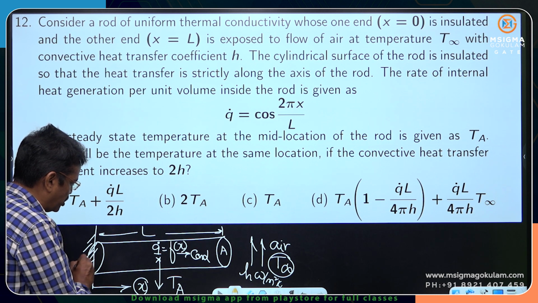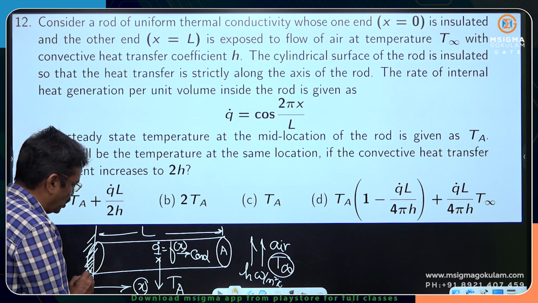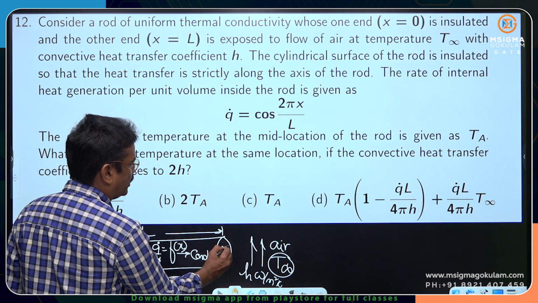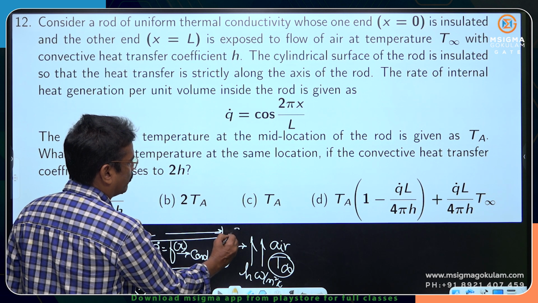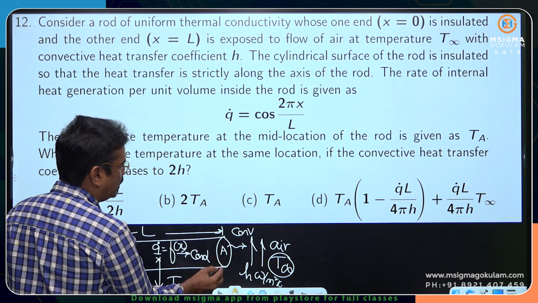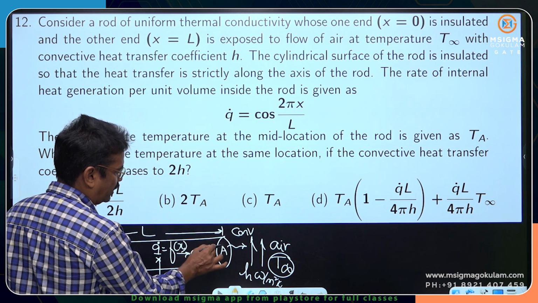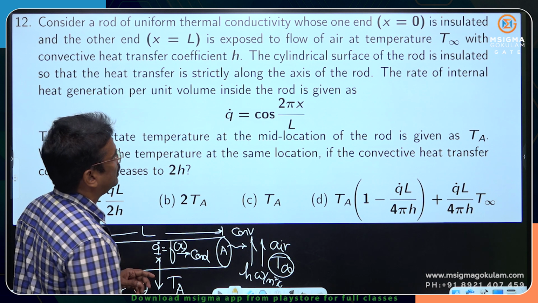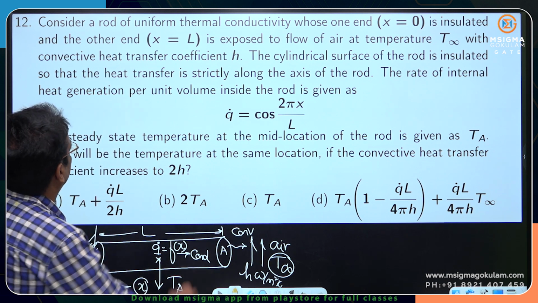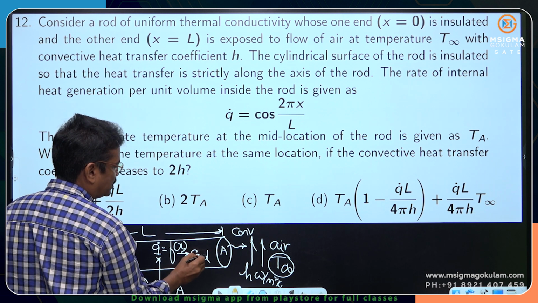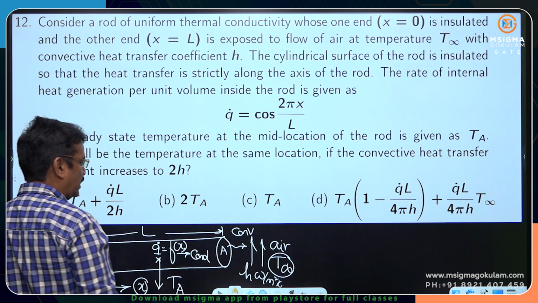He has indirectly mentioned that one end of the rod is insulated. The other end of the rod is losing heat only by convection to the air. At x equal to L, there is convection heat transfer occurring between the end of the rod and the air. There is no radial conduction. Heat transfer is strictly along the axis of the rod. This is the direction of the conduction, that is along the x direction.